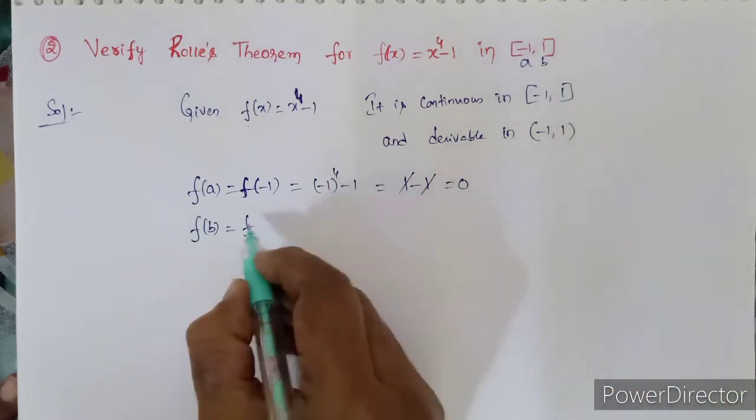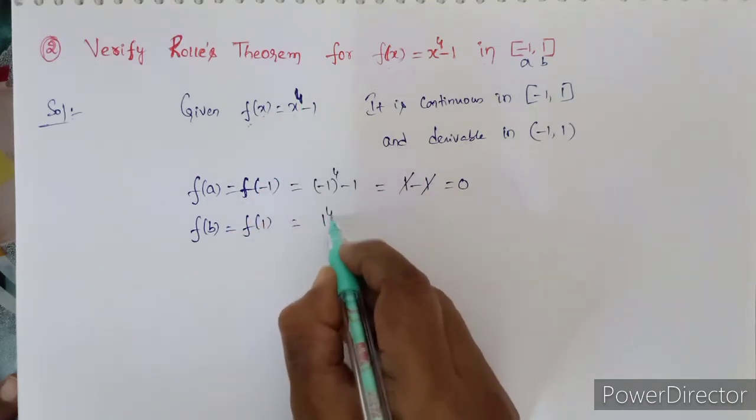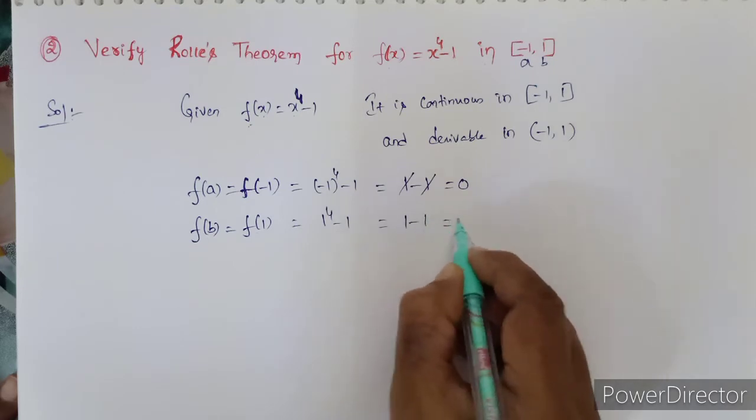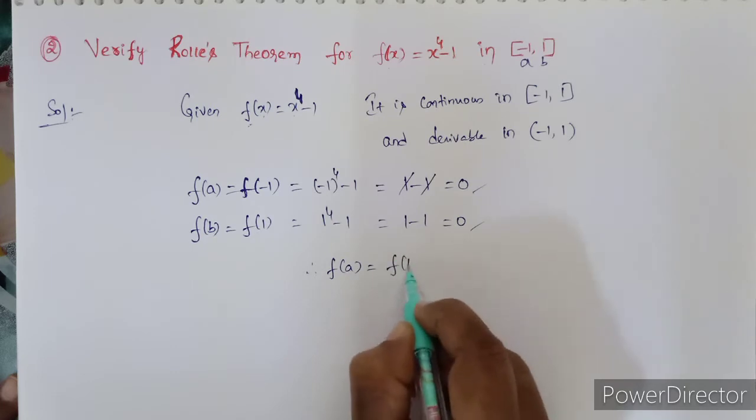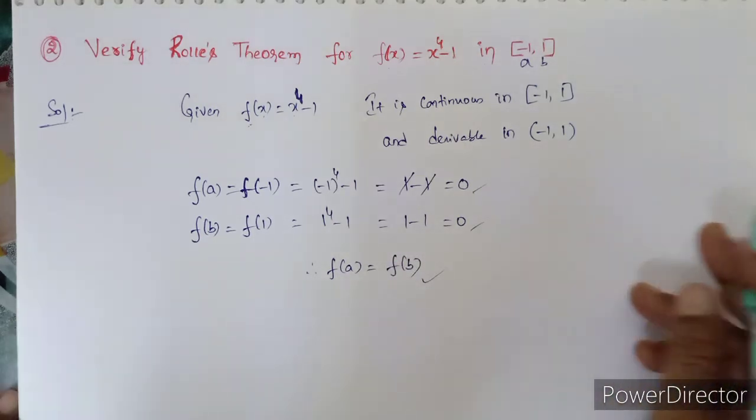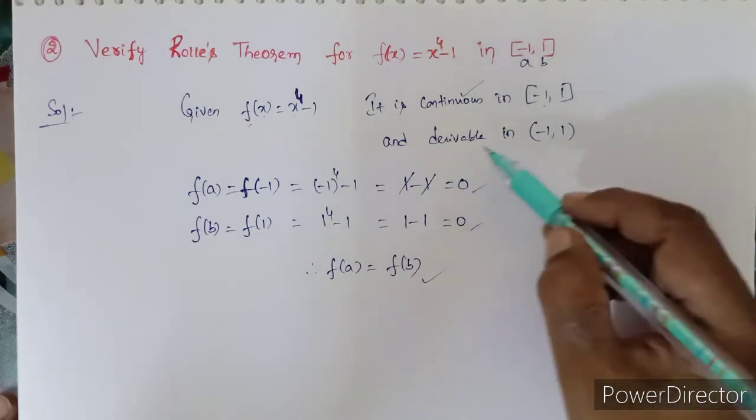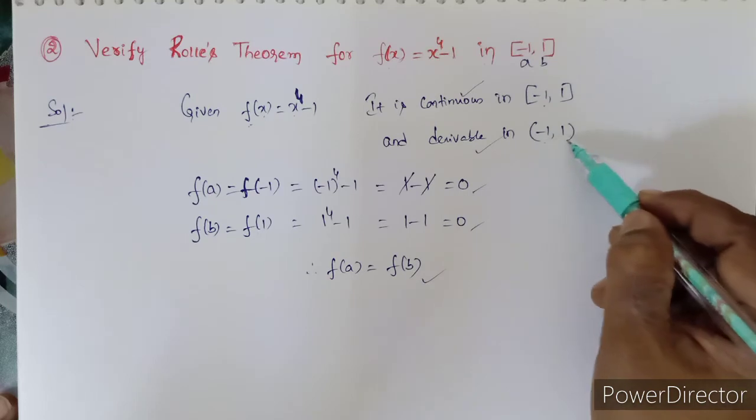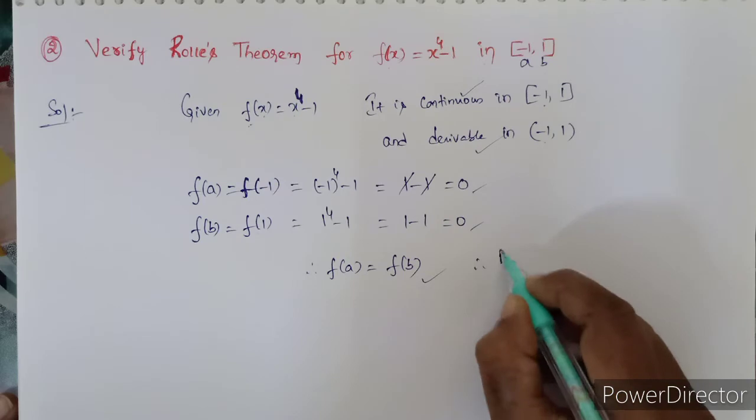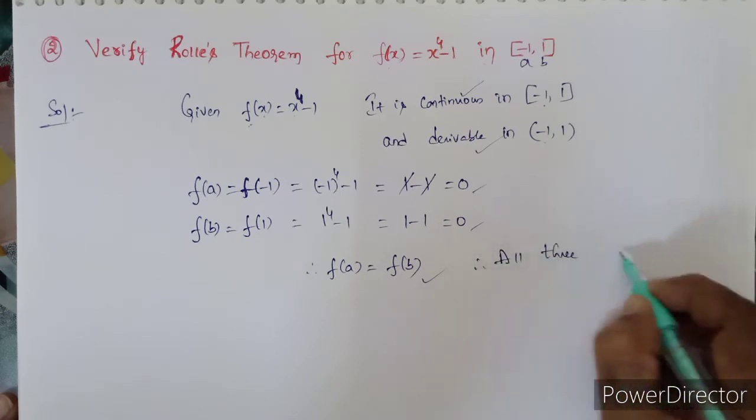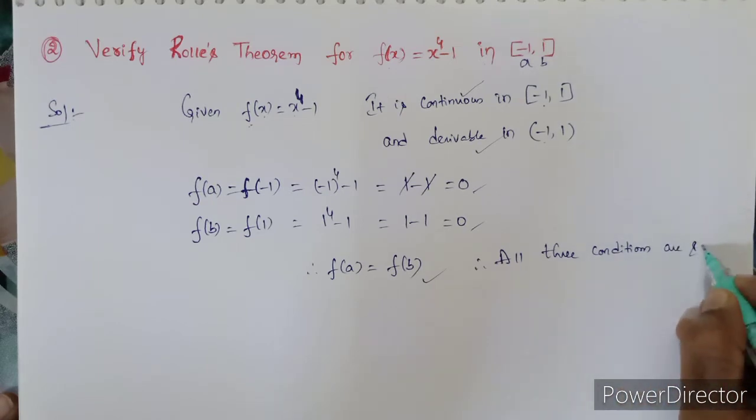F of b. Here b is 1. F of 1 is equal to 1 power 4 minus 1. This is also 1 minus 1, 0. Both are equal. Therefore, f of a is equal to f of b. All the three conditions of Rolle's theorem are satisfied. F is continuous in the closed interval of minus 1 to plus 1, derivable in the open interval minus 1 to plus 1, f of a equal to f of b. All three conditions of Rolle's theorem are satisfied.